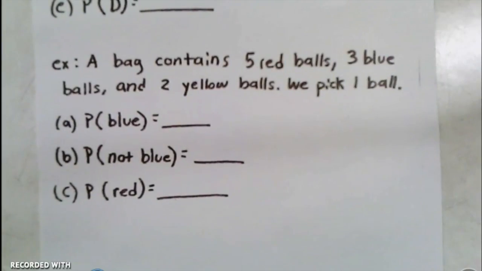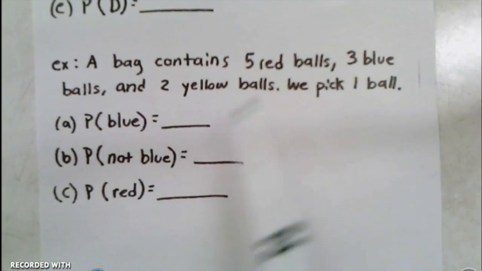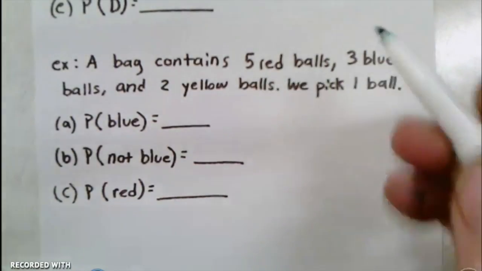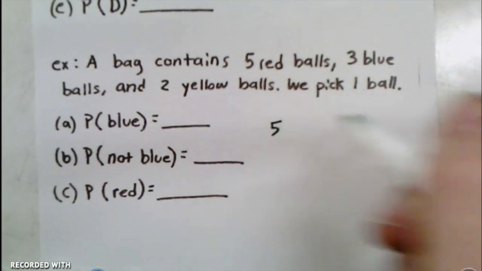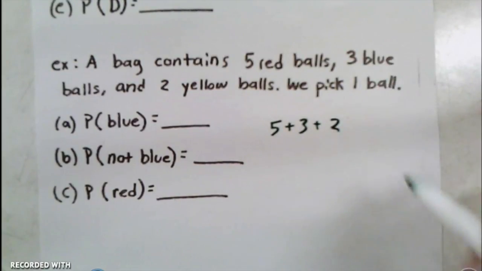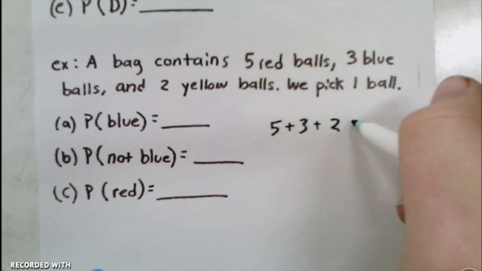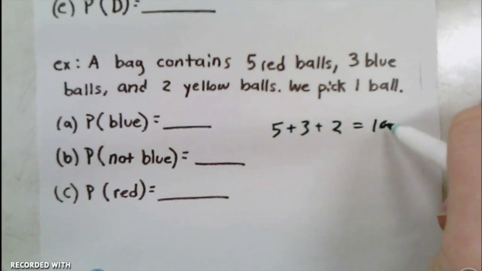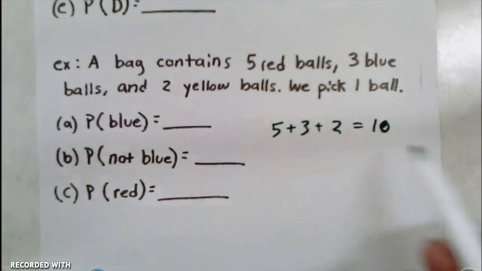All right, and here is our last type of example. A bag contains 5 red balls, 3 blue balls, and 2 yellow balls. We pick one ball. What is the probability that it's blue? Well, first thing I have to do is count up the total amount of balls that I have. So I have 5 plus 3 plus 2. 3 and 2 is 5. 5 and 5 is 10. So there's a total of 10 balls in this bag that I've got.